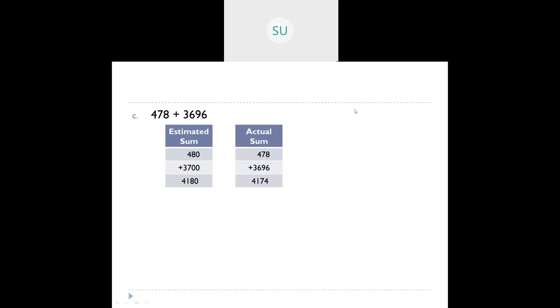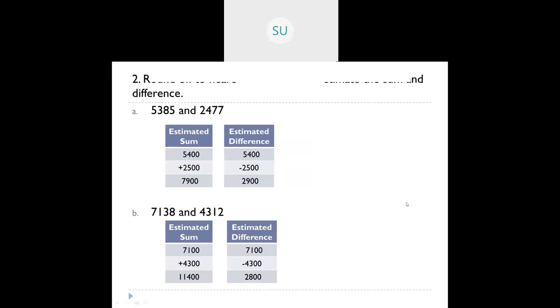So that was question number 1. Now moving on to question number 2 in your textbooks. So here, round off to the nearest hundreds and estimate the sum and the difference. So we have to round off to the nearest hundreds and estimate sum and difference both. Since they have not asked to find the actual sum and difference, we will not calculate it. We'll just calculate the estimated sum and estimated difference.